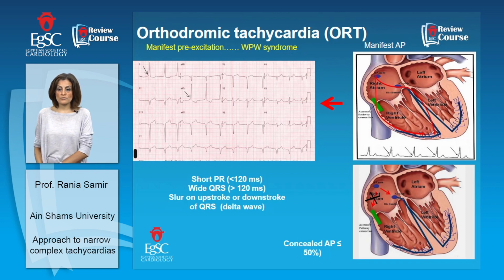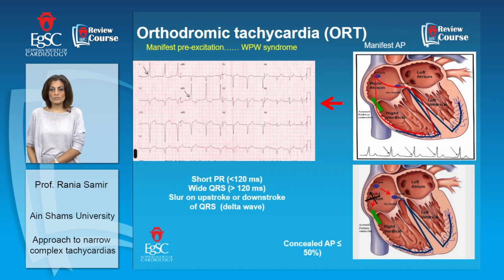and they represent a small fraction of accessory pathways, less than 50% of them, and they are different from regular pathways in that they conduct only in the retrograde direction. There is no conduction in the antegrade direction. So what's the difference between both pathways? The regular accessory pathway, as I said before, conducts both antegradely and retrogradely.